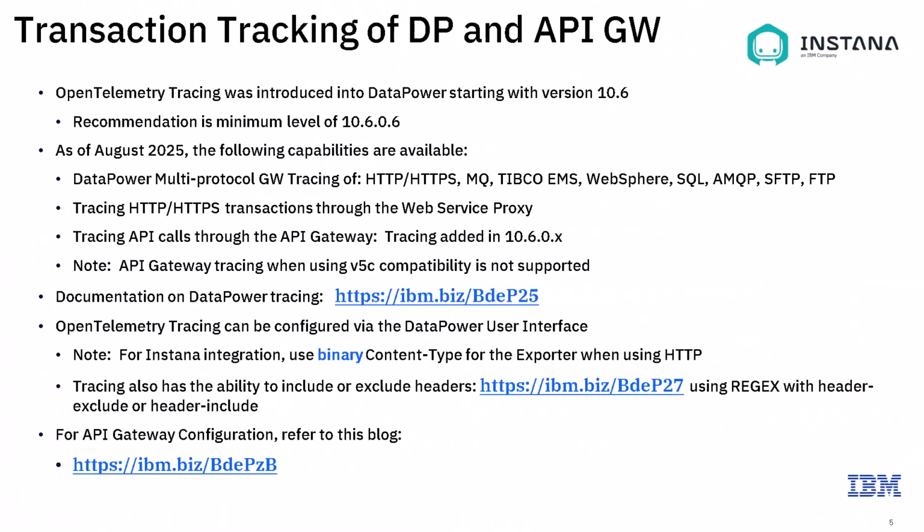Transaction tracking or tracing of DataPower and the API Gateway started to get introduced in version 10.6. The recommendation is to get to a level of 10.6.0.6 or above. As of August 25th, the following capabilities are there. For the multi-protocol gateway, we can trace the transactions for the transaction types seen on the slide.